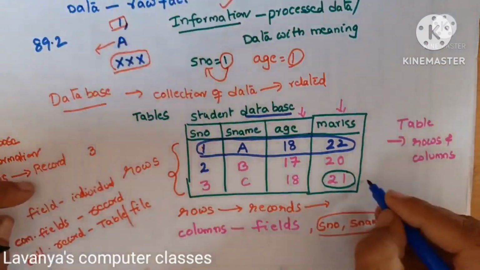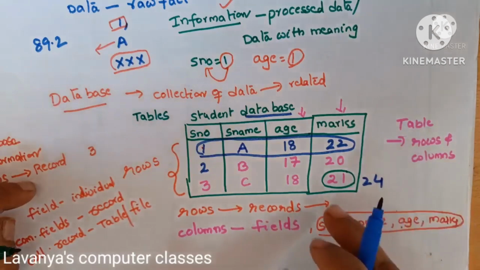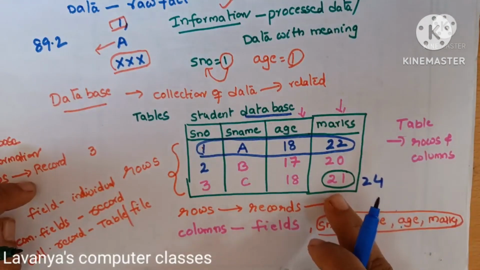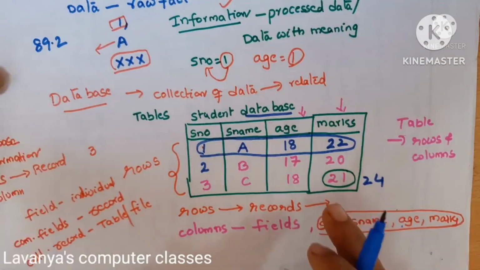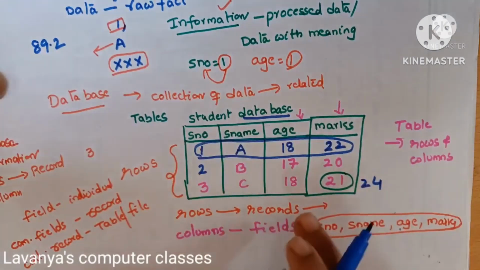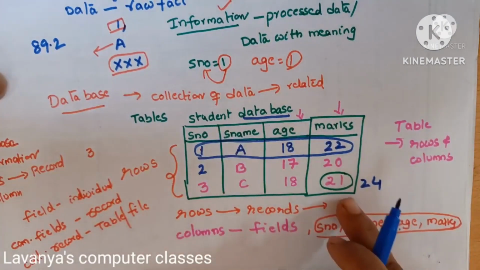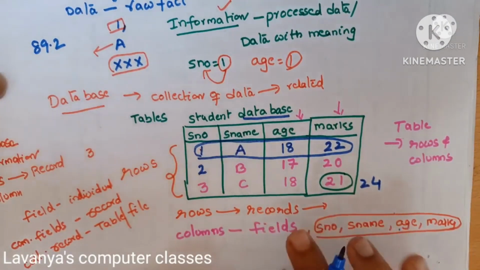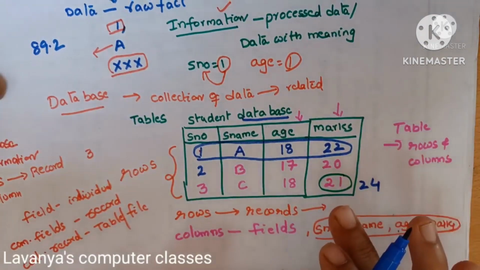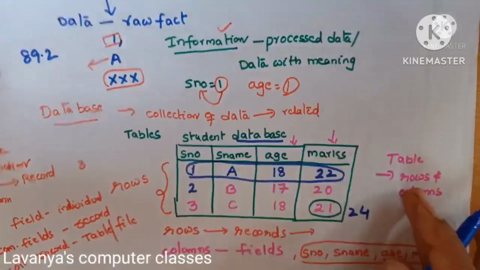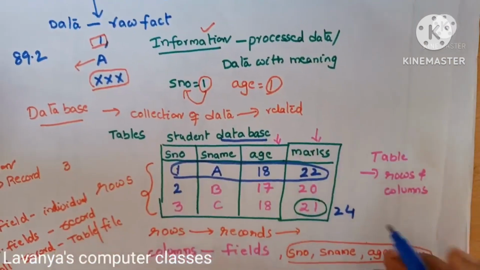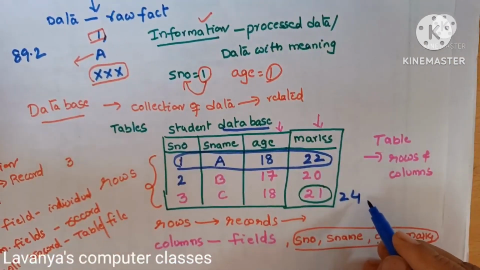So now 21 is changed to 24. So I want to change the marks in the already existing database. That is possible in a database management system. This is called maintenance. Once the database is created, you are storing the entire database. If you want to delete, insert or modify, this is called modification.